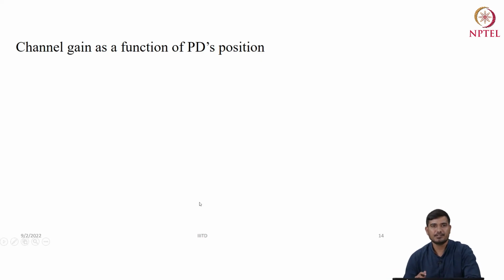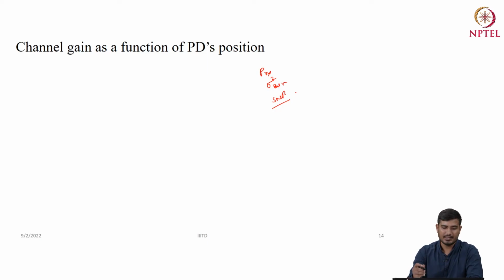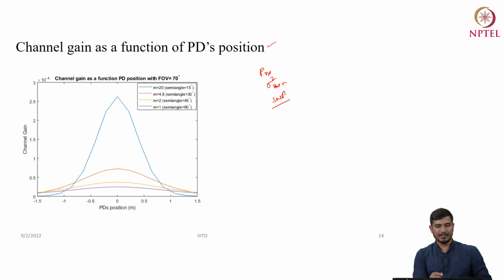Now, as we have mathematically simulated all the parameters required in VLC, like received power, noise variance, and the SNR, one by one we are going to plot them, and we are going to see how these parameters vary by changing the different parameters. So first we are going to study channel gain as a function of PD position. You can see here we have plotted this HLOS. HLOS you can refer to in previous slides.